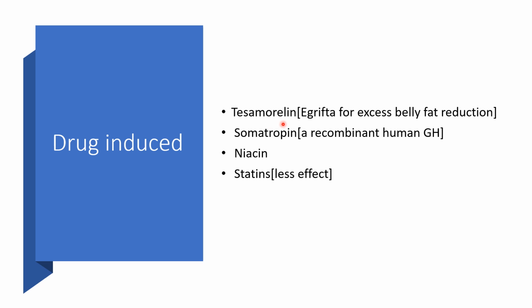Still, tesamorelin, that is used for excess belly fat reduction. Though you are happy the belly fat is down, you may have your diabetes going bad, okay? Somatotropin, a recombinant human growth hormone, niacin for your lipid treatment, right? And statins. Statins, we actually give that as part of the medications to treat diabetes people. We'll go into the list in a bit. They have less trouble causing derangement of glucose metabolism, but it's noteworthy that it is stated here.